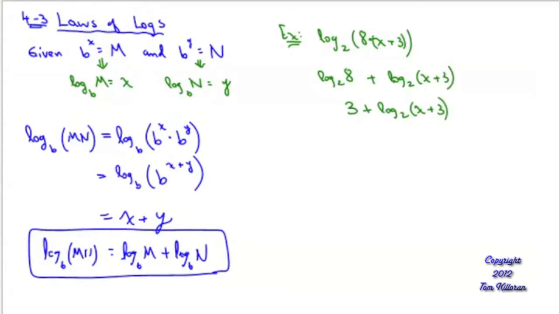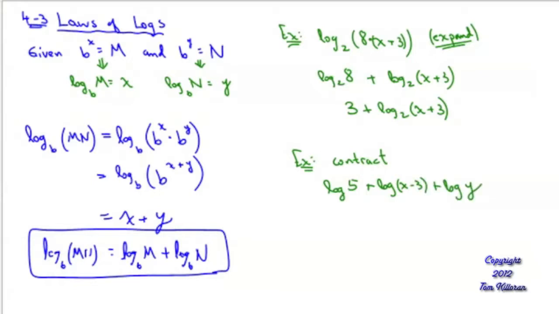This is called an expansion. We're expanding. We can also contract. We can take something that looks like log of 5 plus log of x minus 3 plus log of y. Now, what's the base of that one? It's log base 10, but I'm not writing the 10. All I have to do is write that little g.